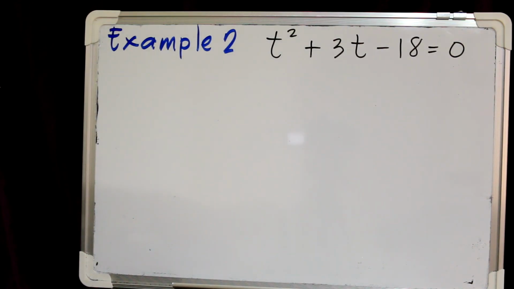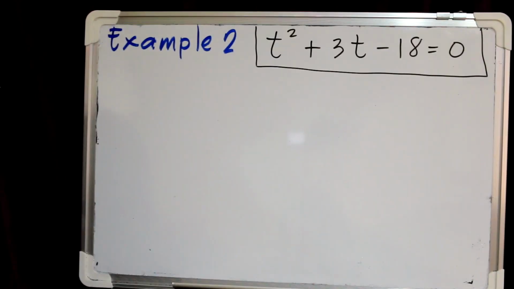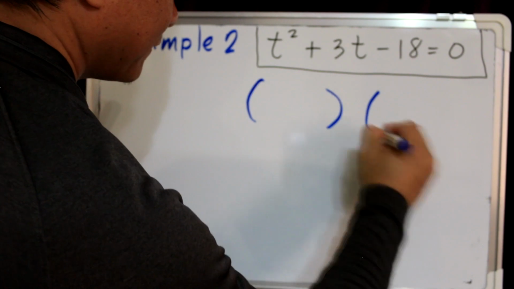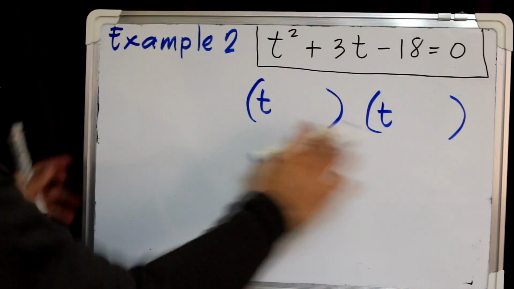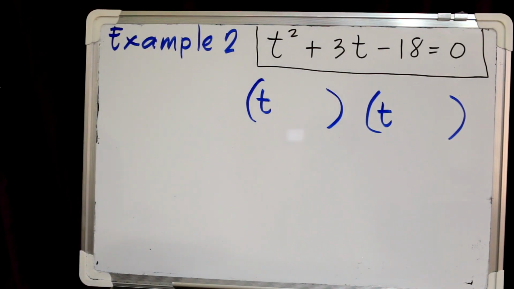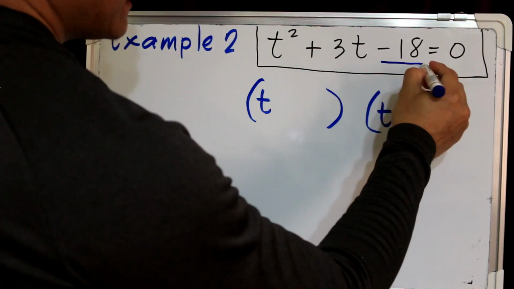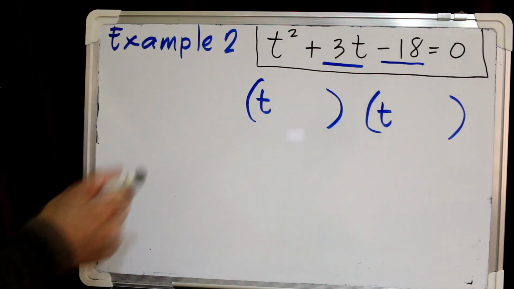Alright, in example number 2, guys, we have t squared plus 3t minus 18 equals to 0. So let's get it on. And so we're going to make again two brackets. So you have to put t on each bracket to correspond for the t squared. Okay, then we have negative 18 and positive 3 there. Alright, so let's factor out 18.